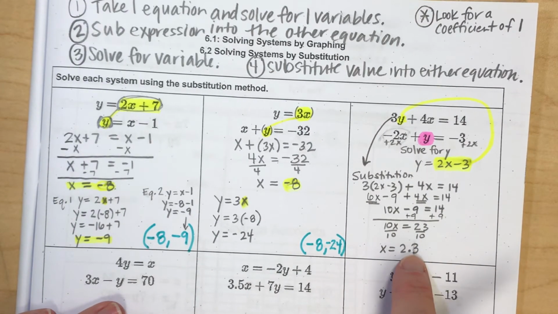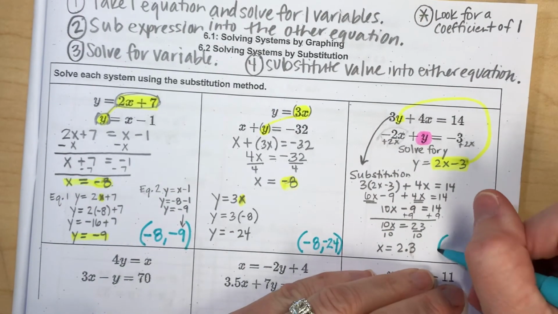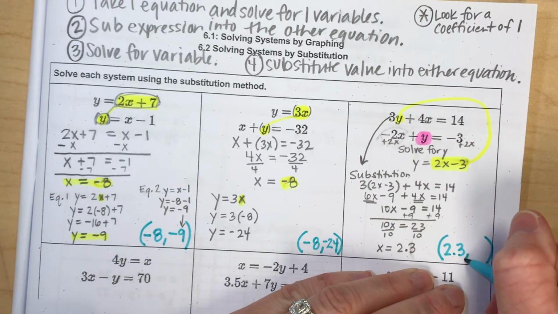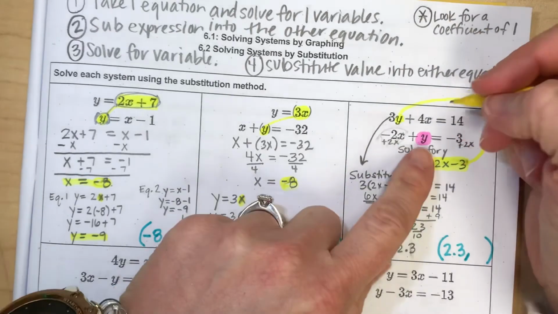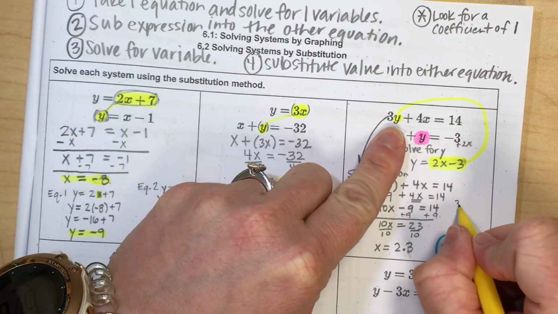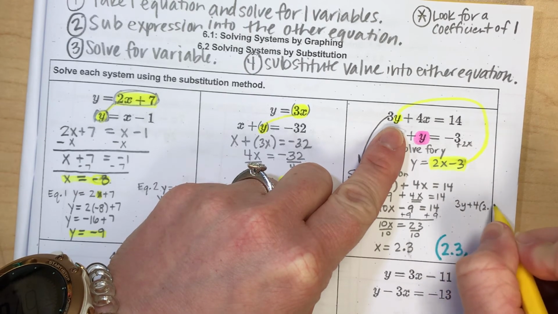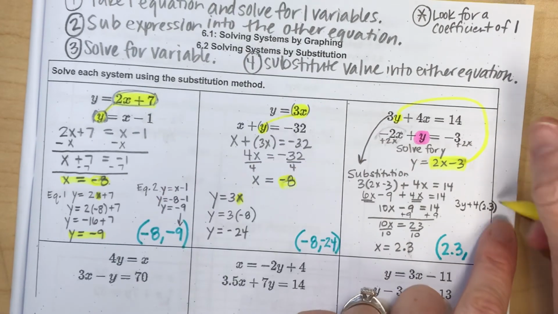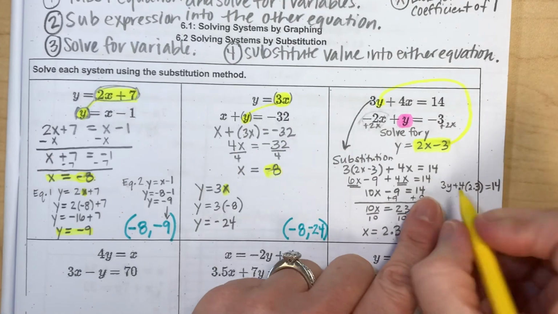I'm going to plug 2.3 back into either original equation. I'm going to get my solution here kind of started because I know 2.3. You know, sometimes you don't get a whole number. That happens. All right, so I'm going to pick the top equation. I mean, it really doesn't matter. 3y plus 4 times 2.3, let's see here, then equals 14. Okay, so I'm just kind of off to the side here.